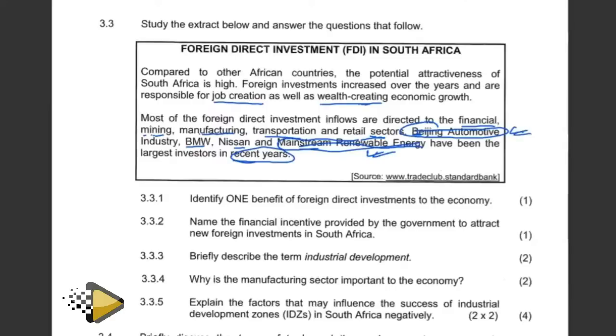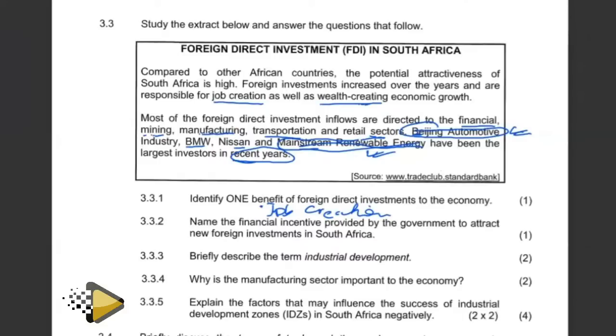So now let's check what the question says: identify one benefit of foreign direct investment to an economy. One of the benefits is that there is going to be job creation. That can be one of the advantages.